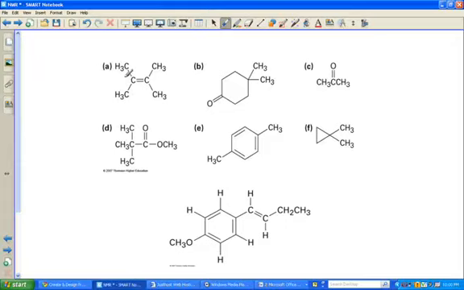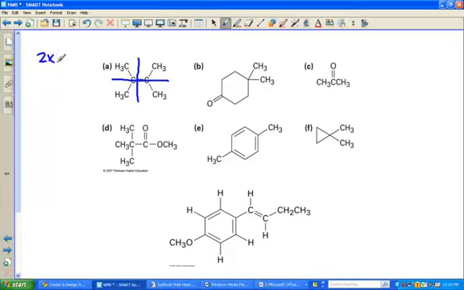So if we look at this one, everybody will be able to see there's a plane of symmetry right through the middle. And there's also a plane of symmetry this way as well. Now what that means is the two alkene carbons are exactly the same. This methyl group and this methyl group are the same. This and this are the same. In fact, all 4 are exactly the same.